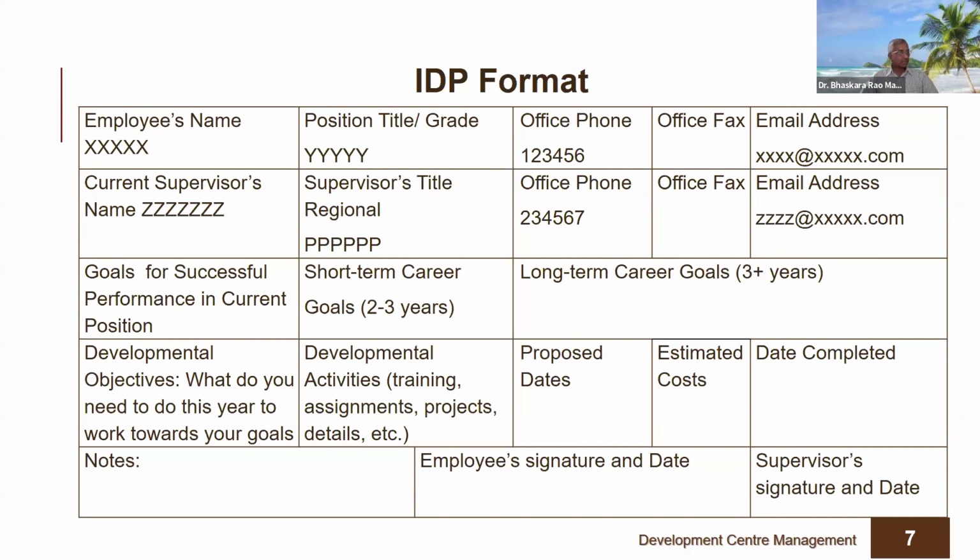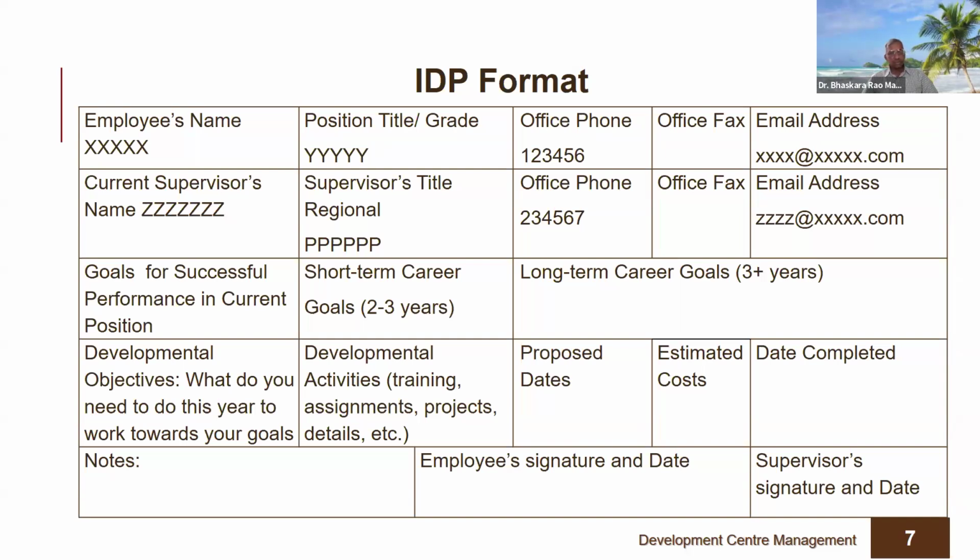Goals for successful performance in the current position, and short-term goals and long-term goals, developmental objectives. What do you need to do this year to work towards your goals? So, development activities, you have to mention that, proposed dates, estimated cost, and date completed. So, estimated cost is something that if the company has to take charge of that, they will know how to incorporate in their budgets. So if you have any special notes, you can mention that.